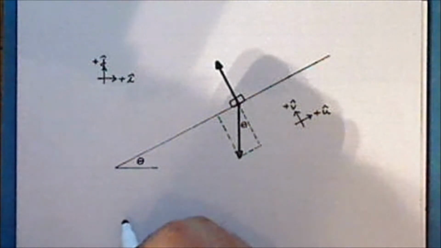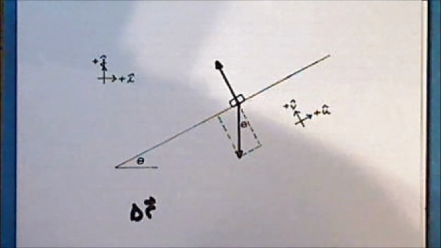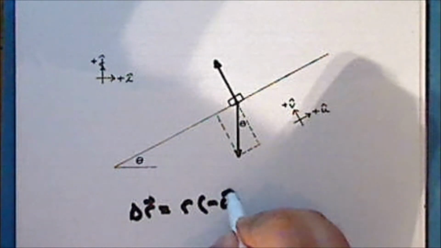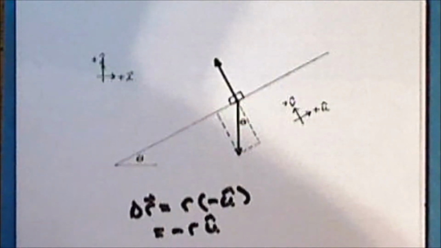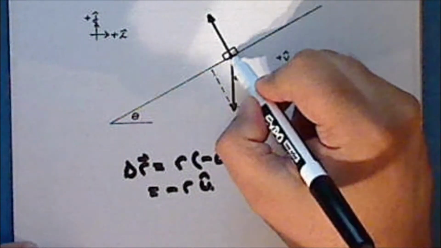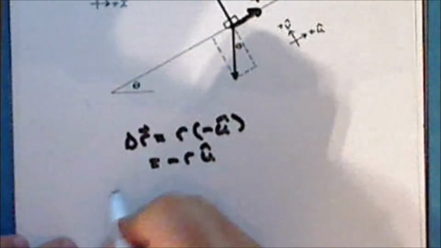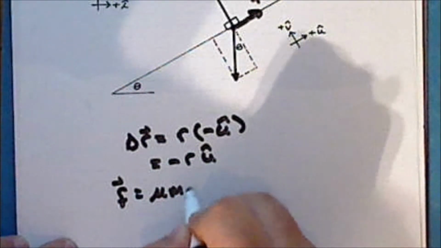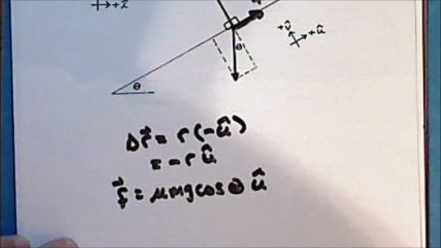So now suppose that we have motion down the ramp so that the displacement is some magnitude r in the direction of negative u hat. So this is negative r times u hat. Now again, friction opposes motion, so friction will be in the positive u hat direction. And so the force of friction has a magnitude of mu times mg cosine theta and is directed in the positive u hat direction.